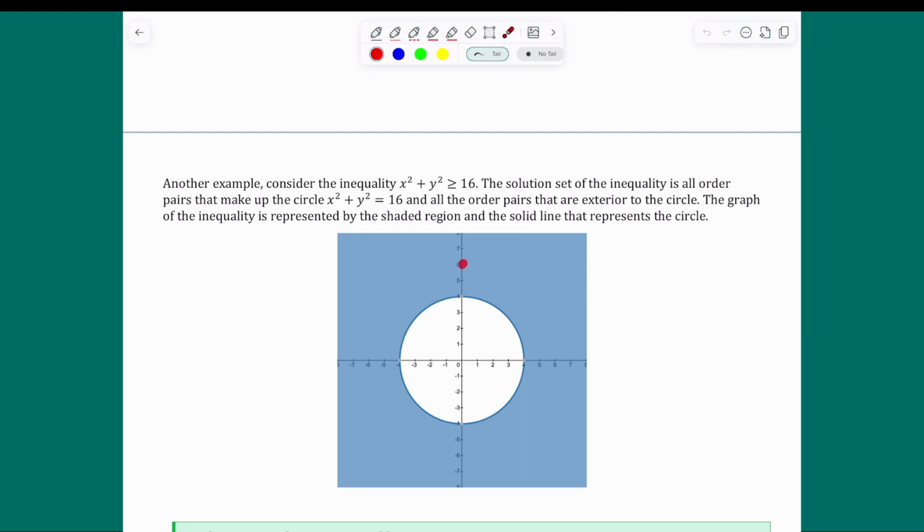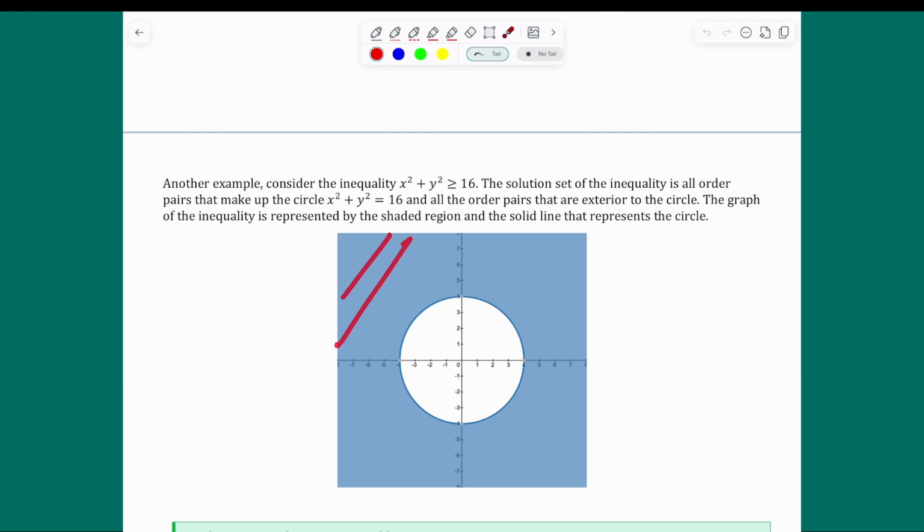Okay, so for instance, if we take this point here, which has coordinate (0, 6), you plug 0 for x and 6 for y. So you get 0 squared plus 6 squared, which is 36. 36 is greater than 16, and therefore satisfies the inequality.